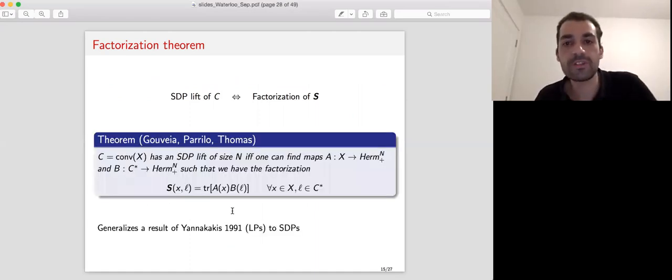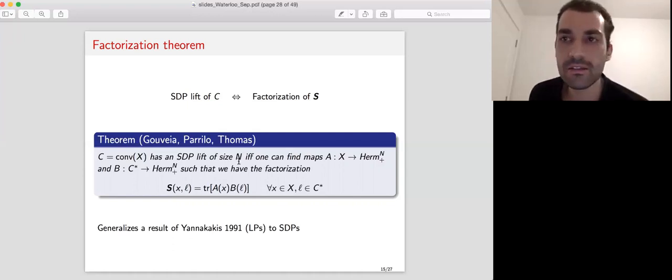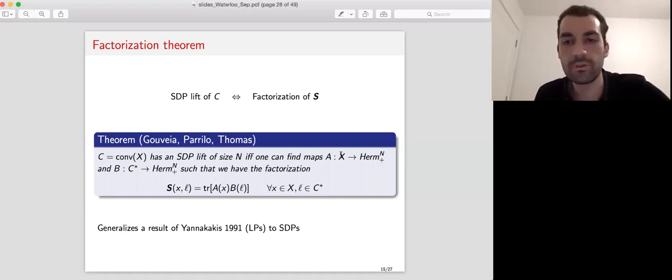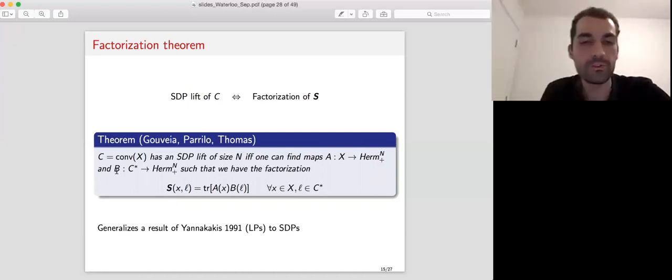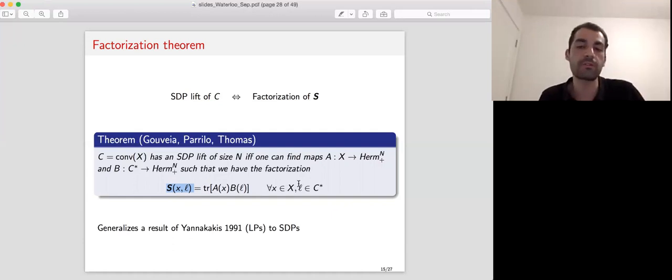Okay, so the actual statement of this equivalence goes as follows. My convex set C has an SDP lift of size n if and only if I can find certain maps A and B, where A goes from rows to Hermitian matrices that are positive semi-definite, and B goes from the columns to Hermitian matrices that are positive semi-definite, such that I can write S of X, L as the trace inner product, the trace of A of X times B of L. And this has to be true for any row X and for any column L. I call this a PSD factorization of my slack matrix.